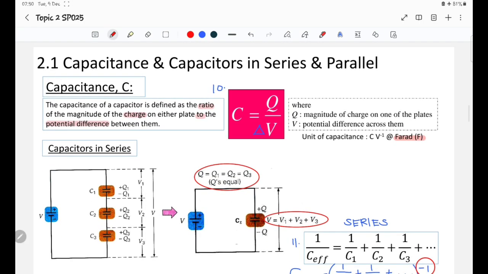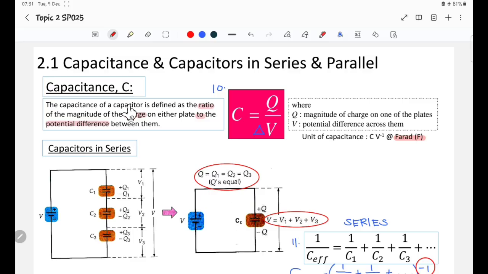Subtopic 2.1, capacitance and capacitors in series and parallel. As always, when we have a quantity, it is very crucial for us to understand the meaning of the quantity. The quantity that we are talking about is capacitance, denoted as capital C. Every capacitor has its own capacitance. So ayat mudahnya kapasitor ni adalah nilai bagi setiap kapasitor.